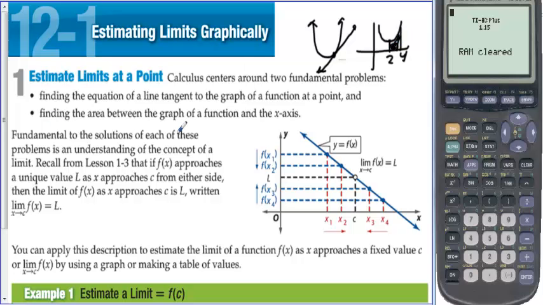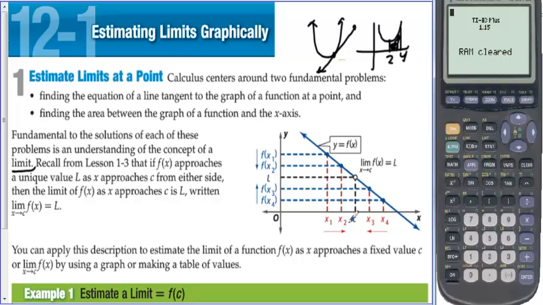Fundamental to the solutions of each of these problems is an understanding of the concept of a limit. So what's basic to both of those problems is this concept called a limit. Recall from lesson 1.3 that if f of x approaches a unique value L as x approaches c from either side, then the limit of f of x as x approaches c is L. Written, the limit as x approaches c of f of x is equal to L.